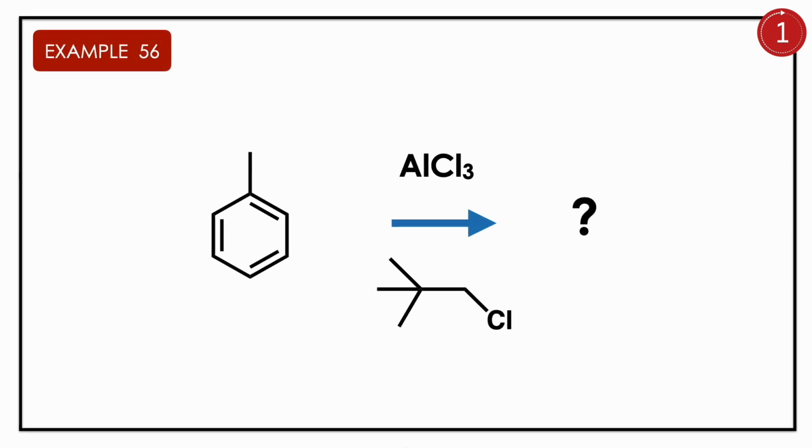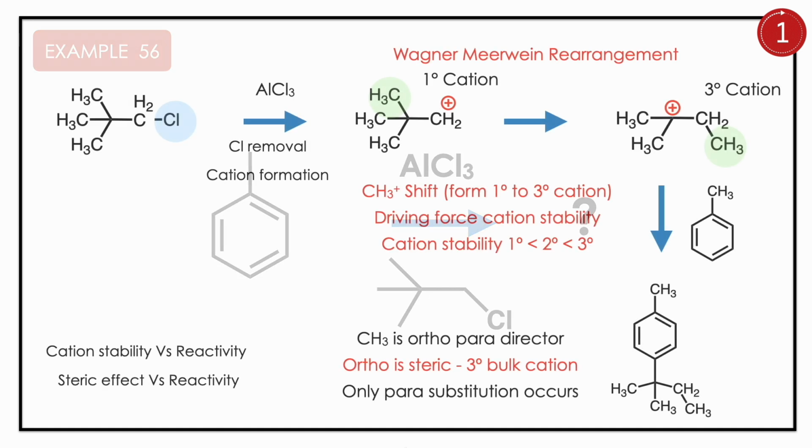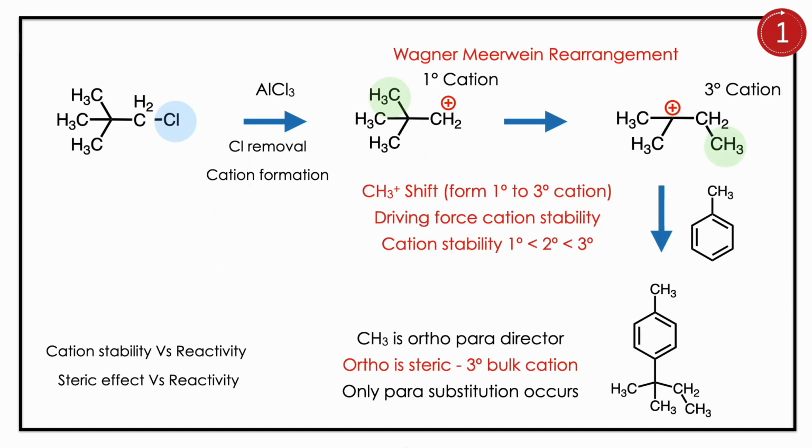Then the next example: toluene, you have aluminum chloride, and you have a neopentyl group with chloride. You should find what will be the final product. You have neopentyl chloride, and you are using aluminum chloride, which promotes cation formation. The cation is a primary cation. It can be converted into tertiary by methyl shift.